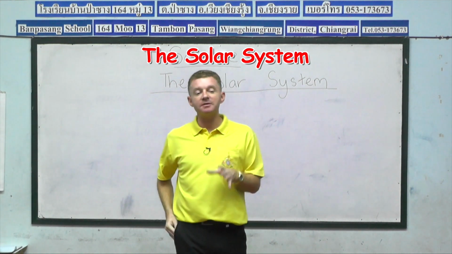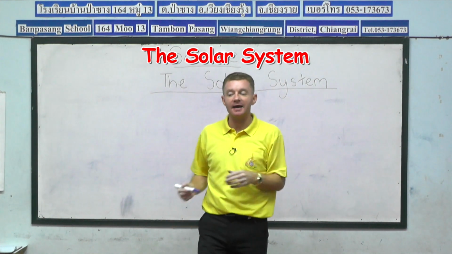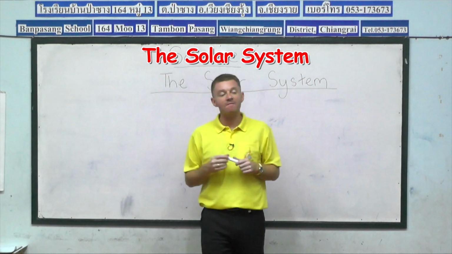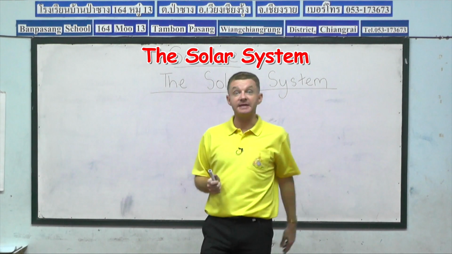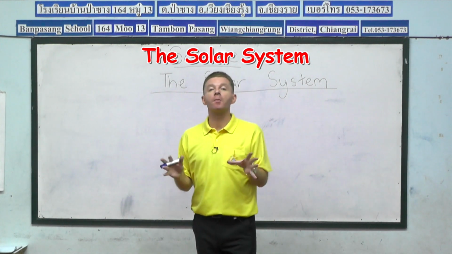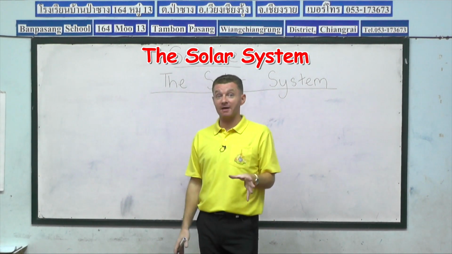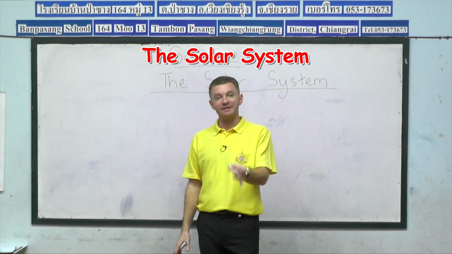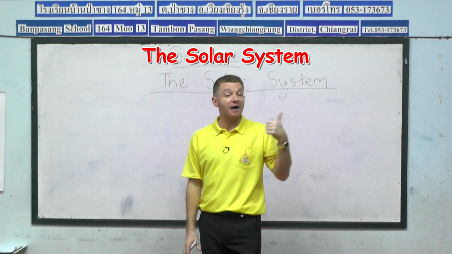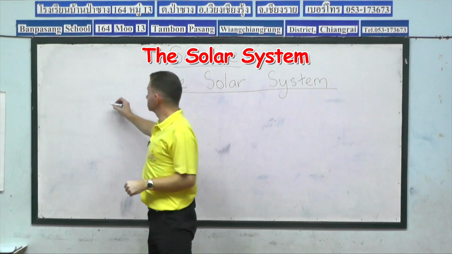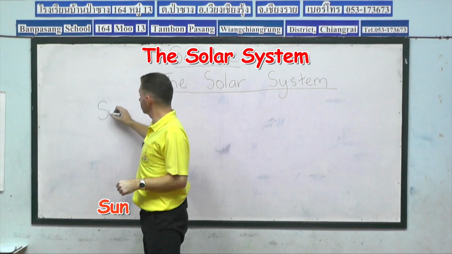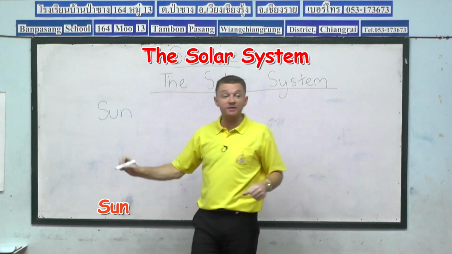Now, who can give me some good examples by raising their hand? What type of planetary objects do we have? The sun. Yes, the sun is probably the most important planetary object in the solar system because it provides all the heat, the light, and the energy. So we've got the sun. Good start. But there are others, guys.